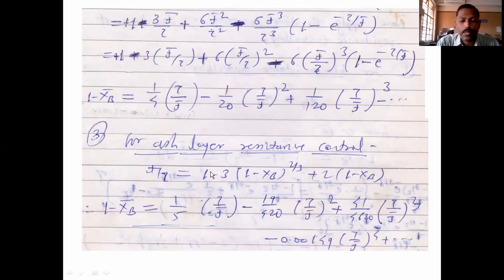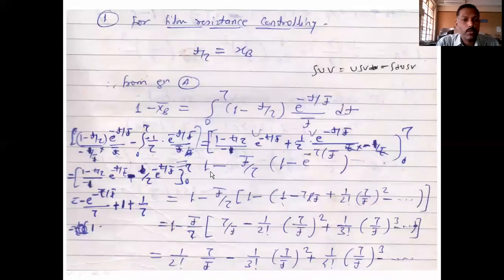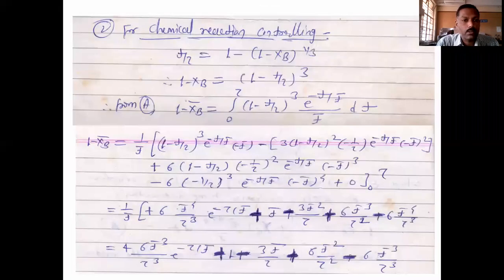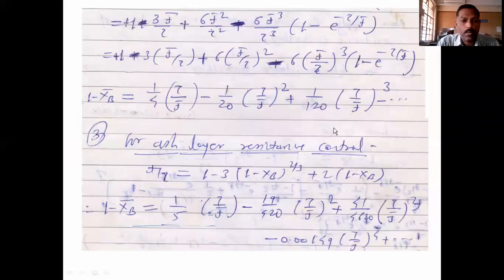This mean conversion we can calculate. Suppose you know the gas film controlling step, you can use this equation, the time and conversion relation. Suppose chemical reaction is the controlling step, use this equation. That is, the mean conversion we can calculate by using tau upon T bar. And for ash layer resistance, you can use this equation.